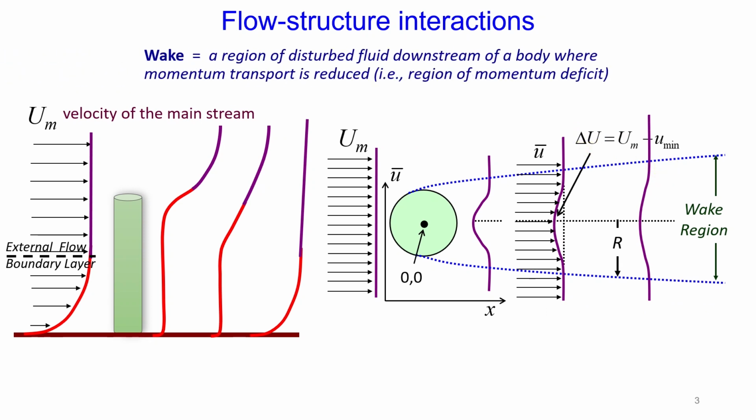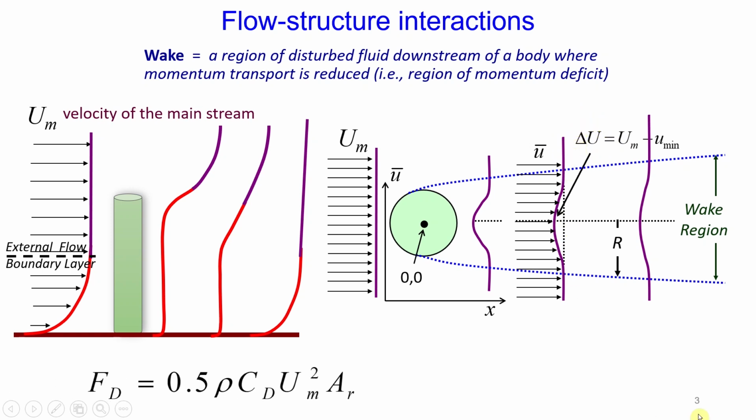Therefore, behind a body, there is a region which is called the wake region, and this is the region of disturbed fluid downstream of the body where momentum transport is reduced, or the region of momentum deficit.